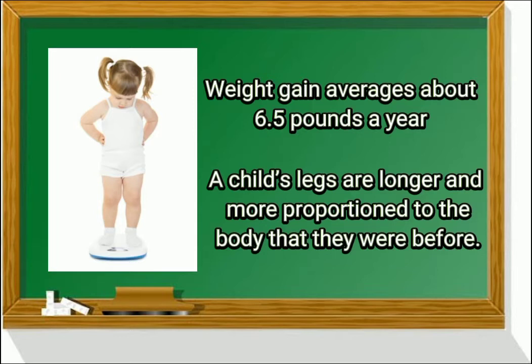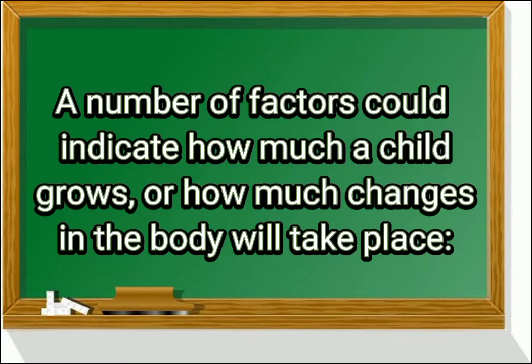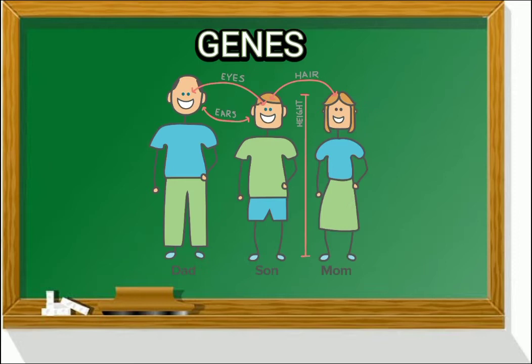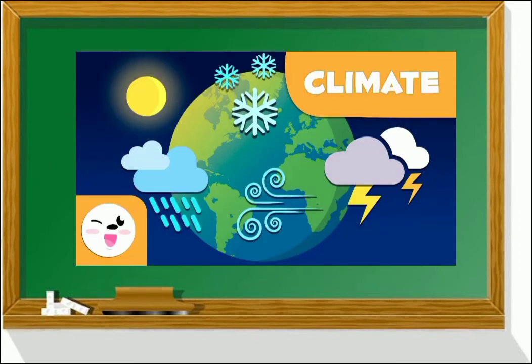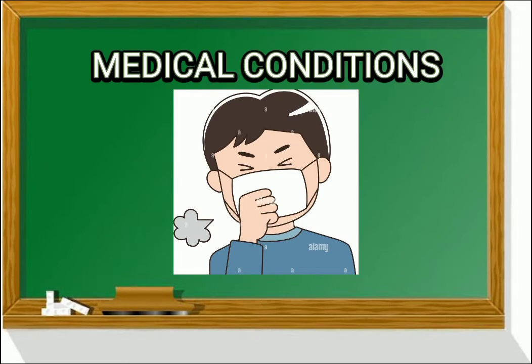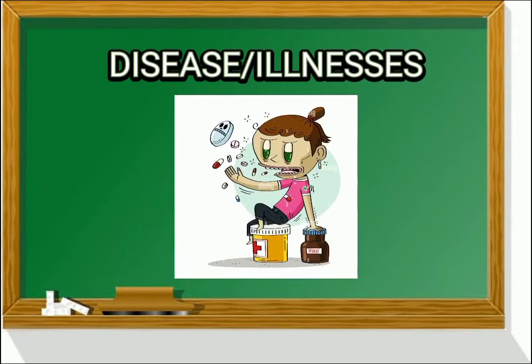Most children will have a slimmer appearance compared to their preschool years because of the shifts in accumulation of their body fat. Although girls tend to develop additional fat cells relative to muscle cells, a child's legs are longer and more proportioned to the body than they were before. Did you know that there are a number of factors that can indicate how much a child grows or how much change in the body will take place? These are genes, food, climate, exercise, medical conditions, disease, or illnesses.